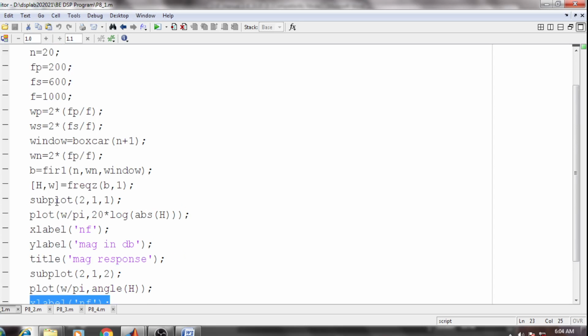I hope you got the idea about this code. Somehow if you are not getting the idea, then no issue. Actually here it is very simple. All the parameters you can easily read. Just by observation you can understand all the things. Now I will run the program.